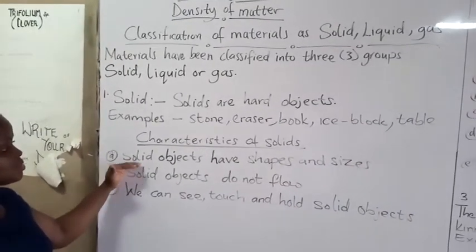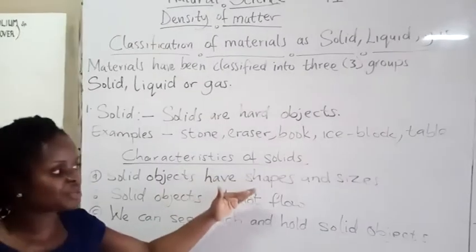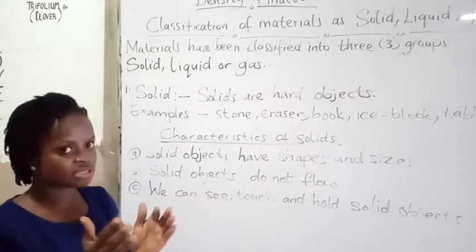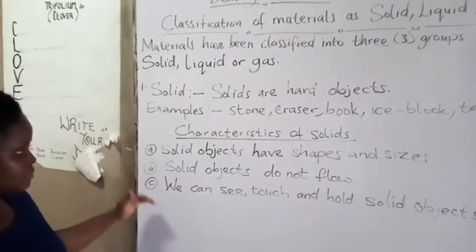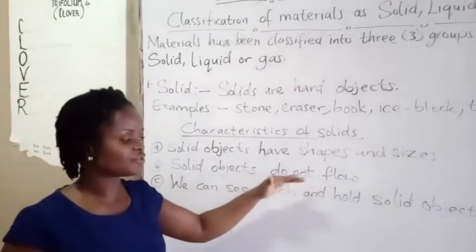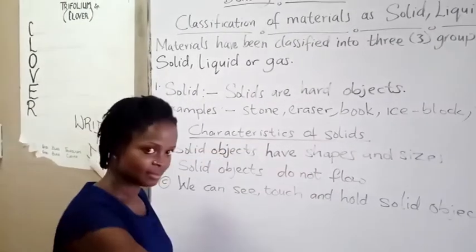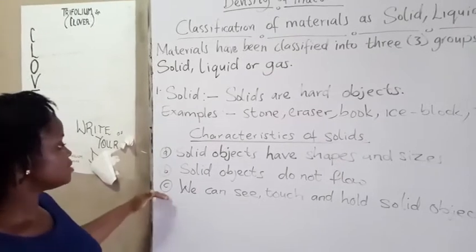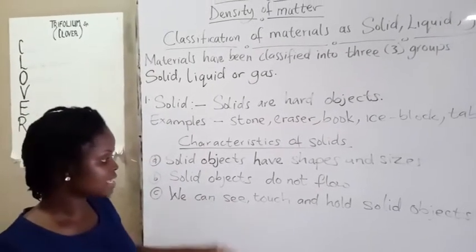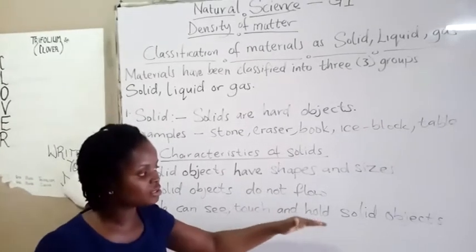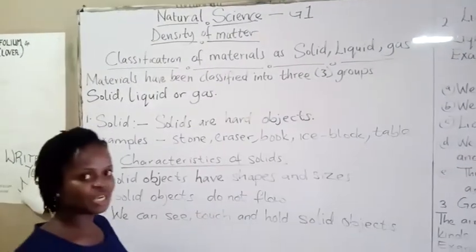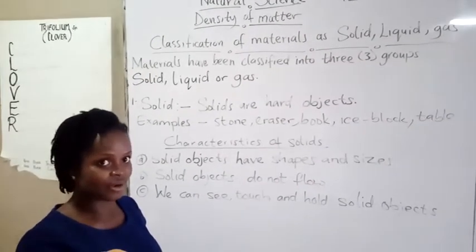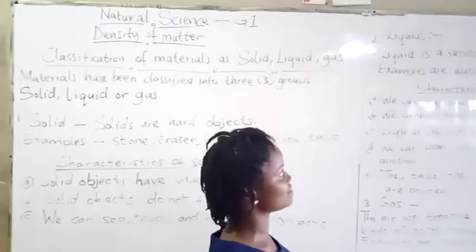A. Solid objects have shapes and sizes, meaning some are big or small. B. Solid objects do not flow. They don't pour down like the other group does. C. We can see, touch, and hold solid objects. So meaning with a solid object, you can hold it in your hand and you can see what you are holding.